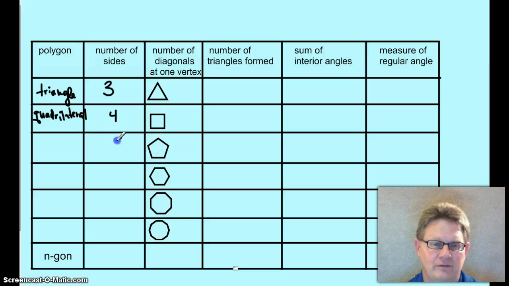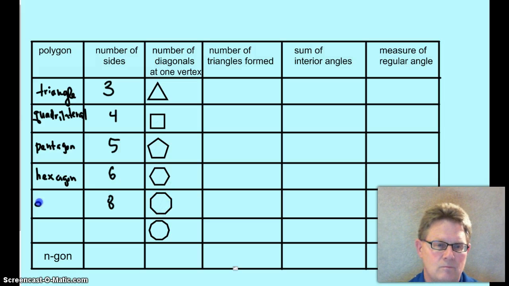Okay, this has 5 sides. Washington, D.C. area. It would be called a pentagon. This has 6 sides like a honeycomb. It's called a hexagon. This has 8 sides. It's called an octagon. This has 10 sides. It's called a decagon.